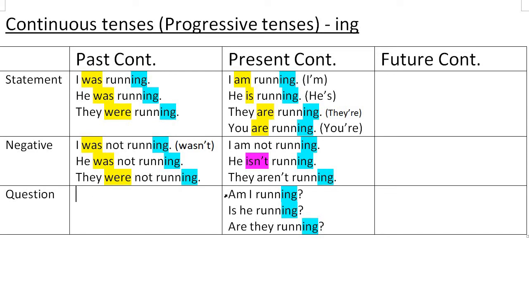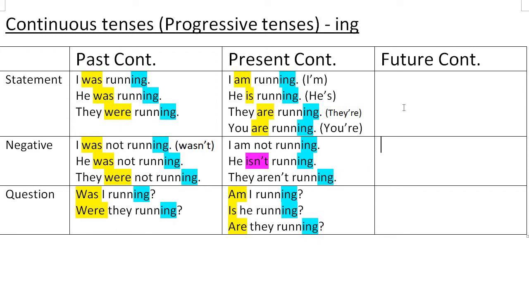Okay. And with the question, it becomes exactly the same as in the present tense, where you just take the auxiliary verb and you move it to the front. So was and were, okay, was I running? And of course, were they running? And the ing stays exactly the same as it was, even though it is negative. Right. So very simple. You just follow the rules. Was, were, ing, and you add a not for the negative there.